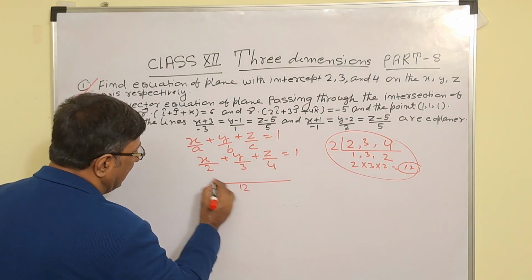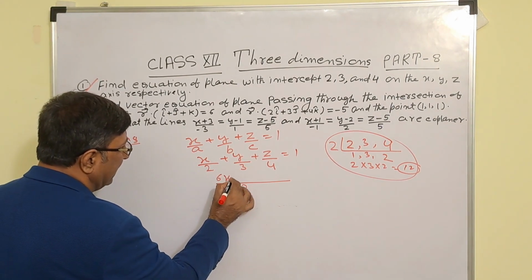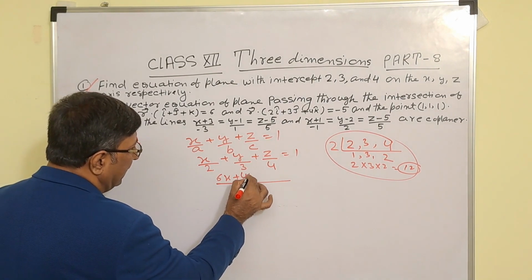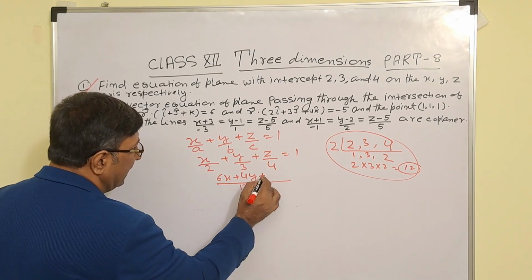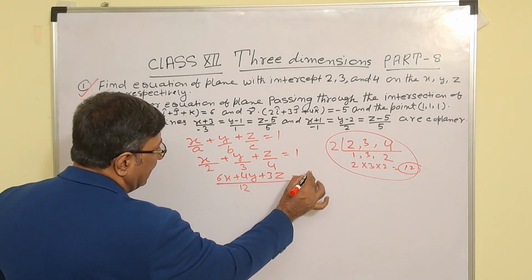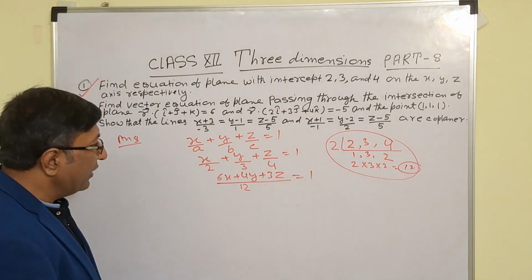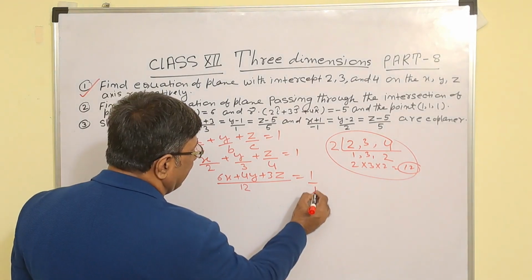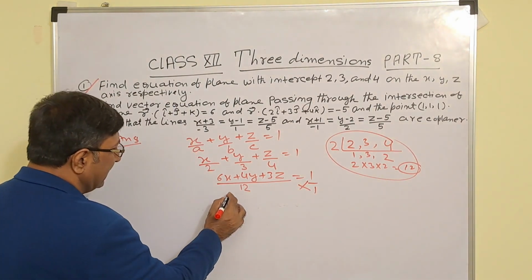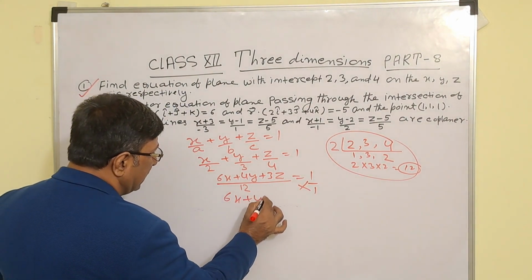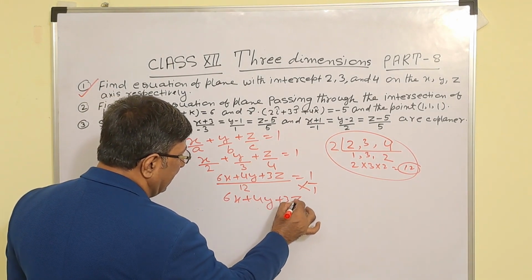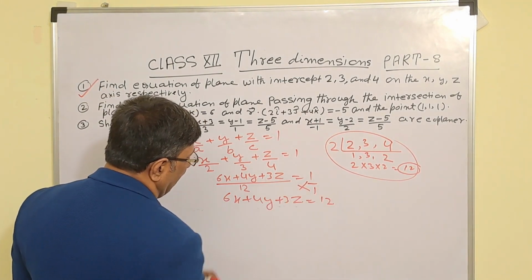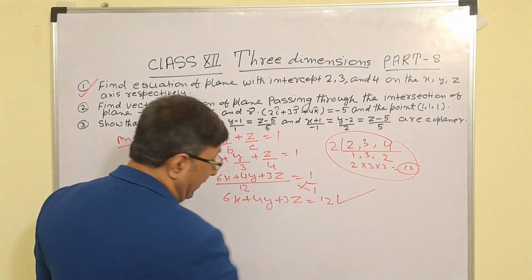So 2 sixes are 12, so this is 6x. 3 fours are 12, this is 4y. And 4 threes are 12, this is 3z. And this equals 1. When we cross multiply, we will get 6x plus 4y plus 3z equal to 12. This is our answer.